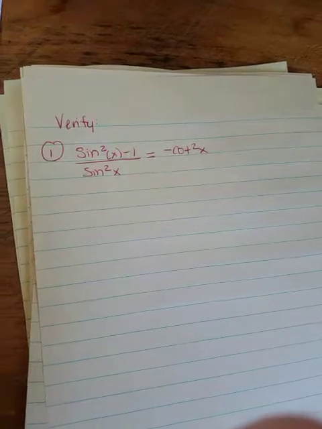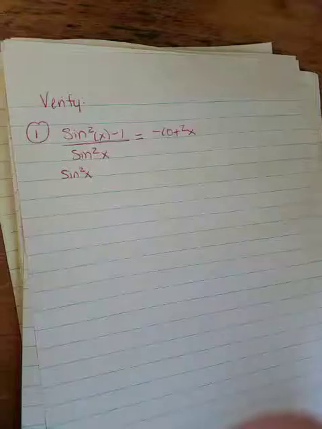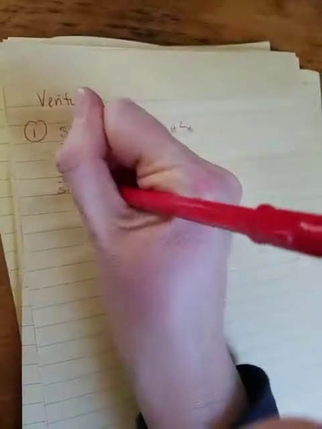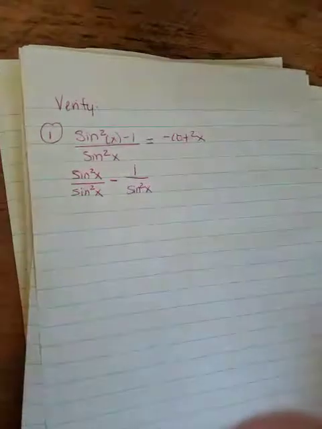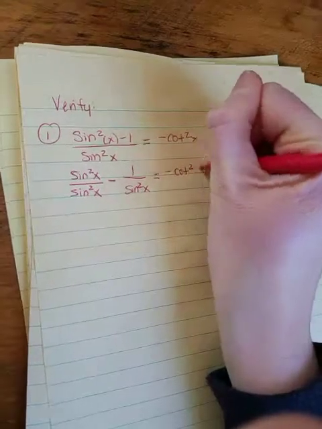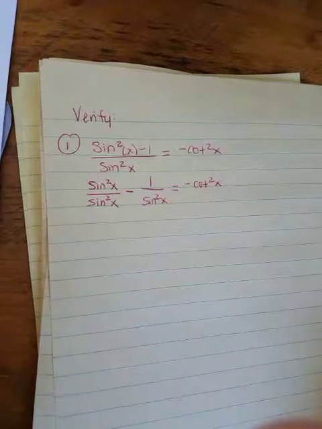What I'm going to do is try to break up the numerator. So I'm going to have sine squared of x, and again, you need to write x every time, or whatever it is you're taking the sine or cotangent of. My denominator is sine squared of x. All I'm doing right here is breaking up that numerator. Remember, that still equals the negative cotangent squared of x. I didn't do anything to that. I just changed the left-hand side.